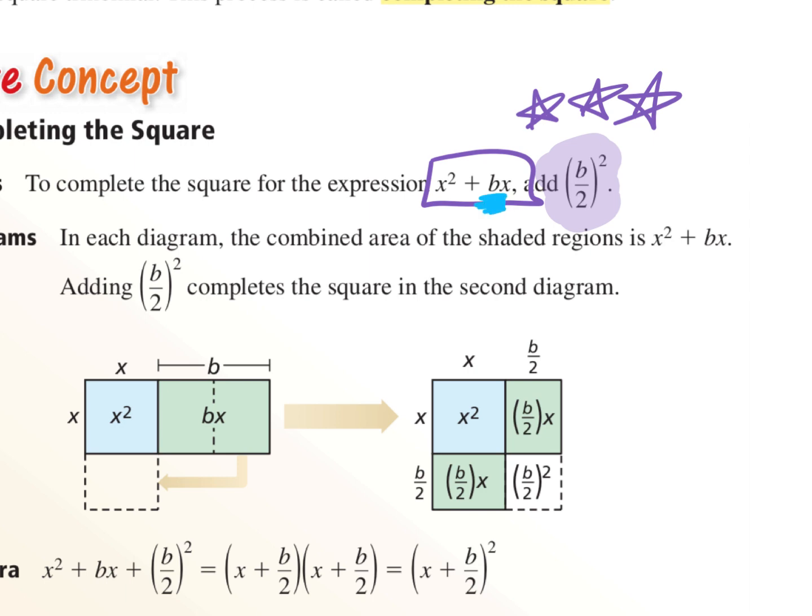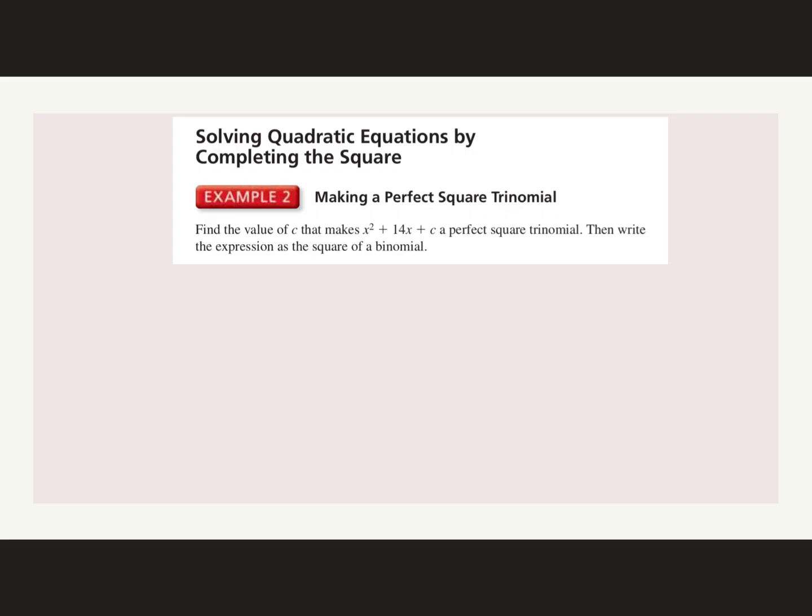So just make sure the b comes from the number in front of the x. That's where the b in the formula comes from. So here, it's just asking us for the number that makes it a perfect square trinomial, so we're just using that little formula, and then it wants us to write the expression as the square of a binomial.